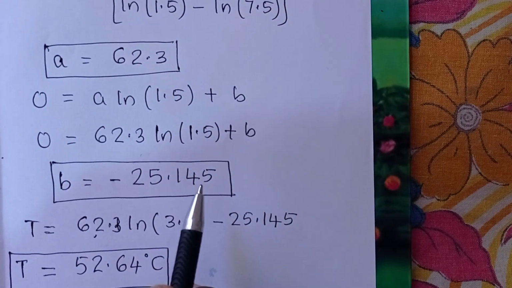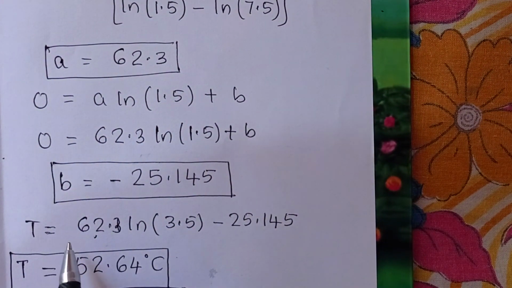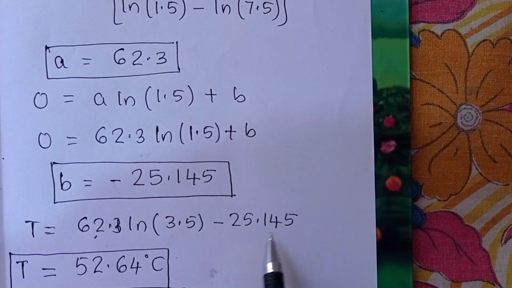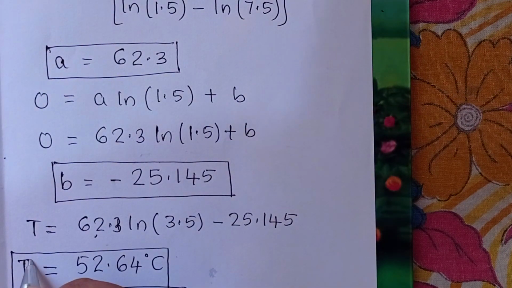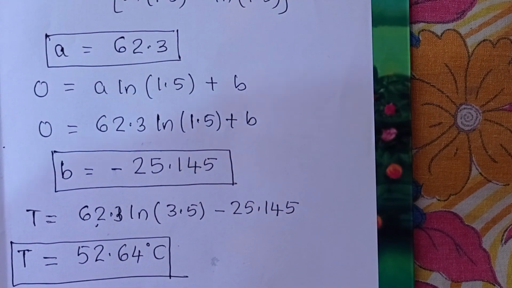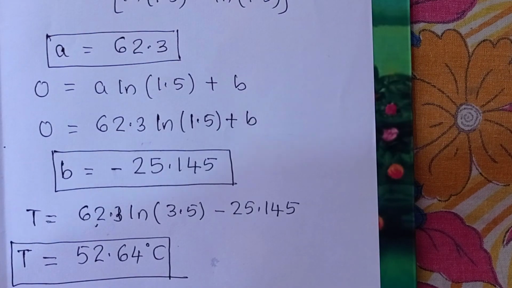And in the governing equation, T is equal to A ln x plus B, if I substitute the value of A and B and x as 3.5, and solve this equation, I'll get the value of T as 52.64. So in the next class, we'll take a few more problems.